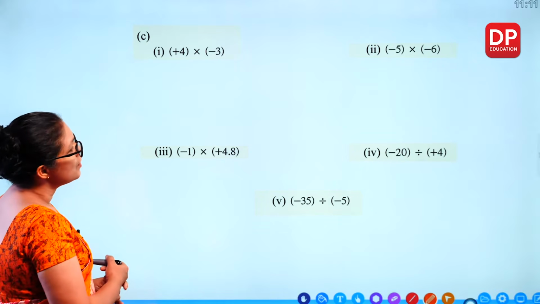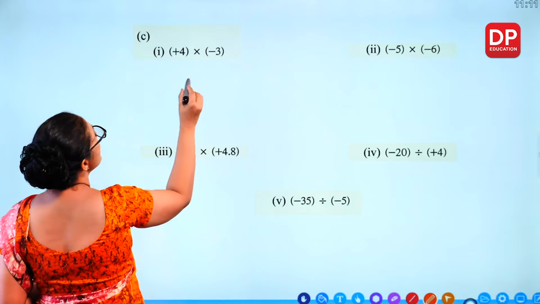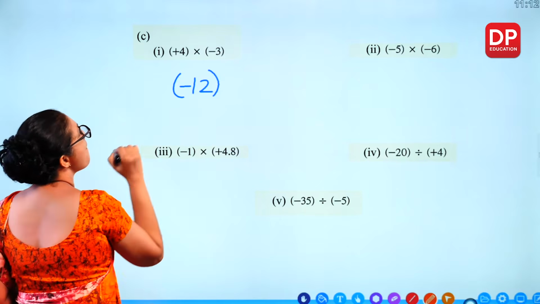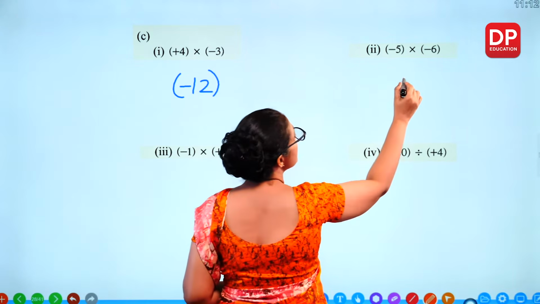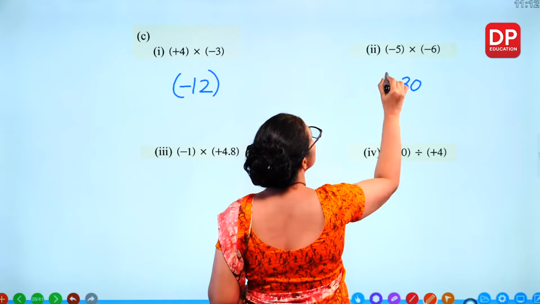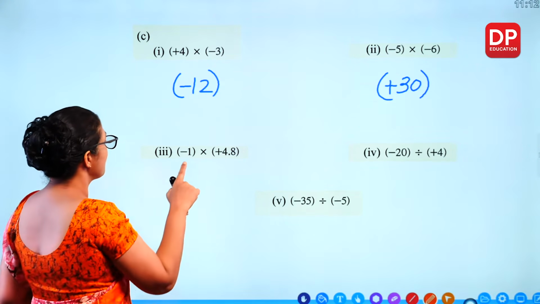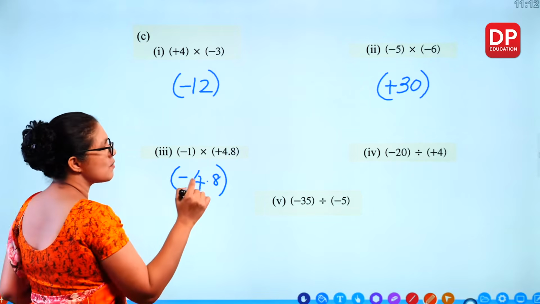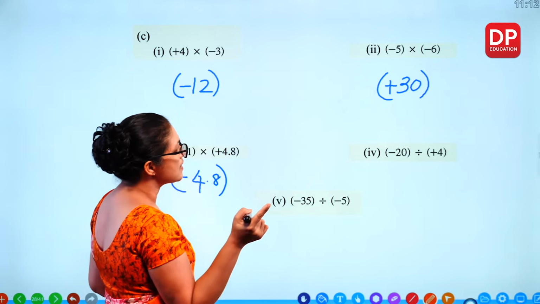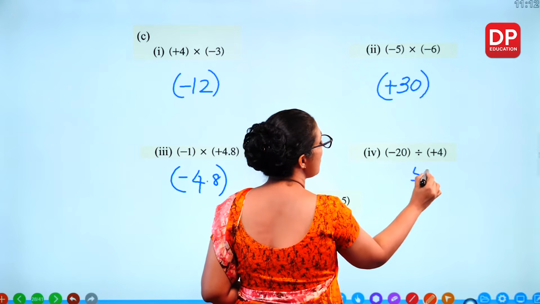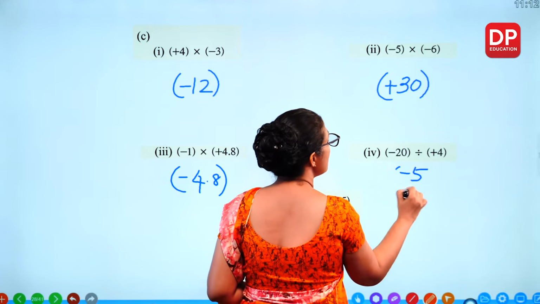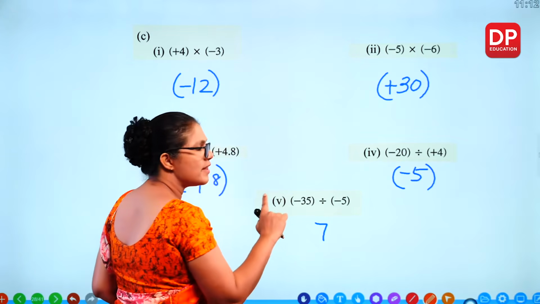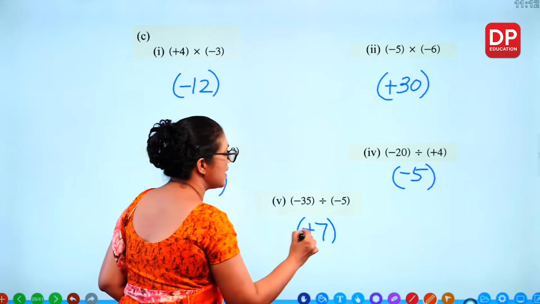Multiplication and division. 4 times 3, 12. This is plus and minus, so the answer is minus. 5 times 6, 30, both negative, so the answer is positive. This one you get 4 times 8, plus and minus becomes minus. 1 negative, 1 positive, you get a negative answer. 20 divided by 4 is 5, 1 is negative, 1 is positive, answer is negative. 35 divided by 5 is 7, both negative, that means answer is plus.